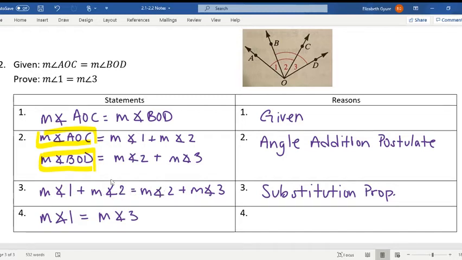If you look, we're adding the measure of angle 2 on the left, and it's being added on the right. And if we use our subtraction property, we can subtract out the measure of angle 2 from either side, and we would just be left with the measure of angle 1 equals the measure of angle 3. So to get from step 3 to step 4, we would subtract, so that is the subtraction property.